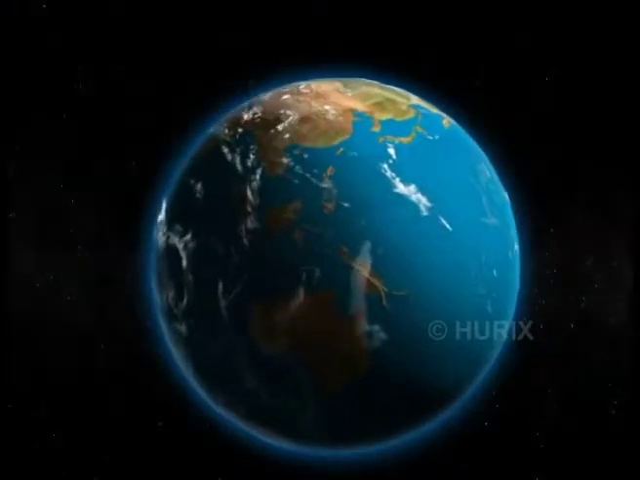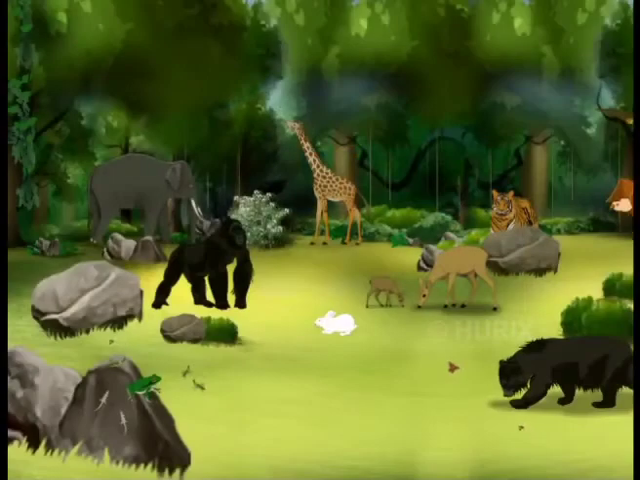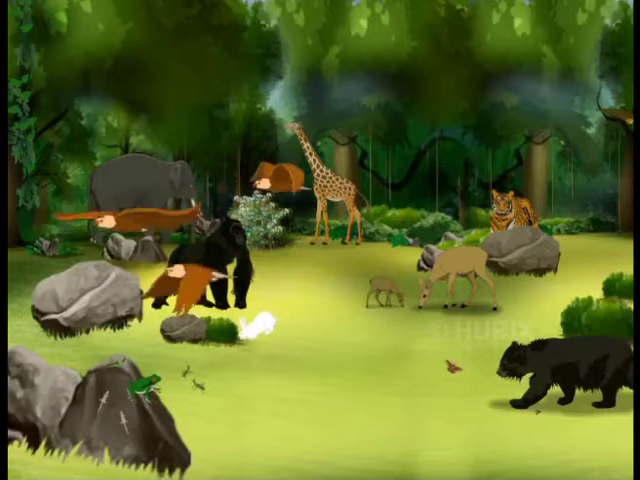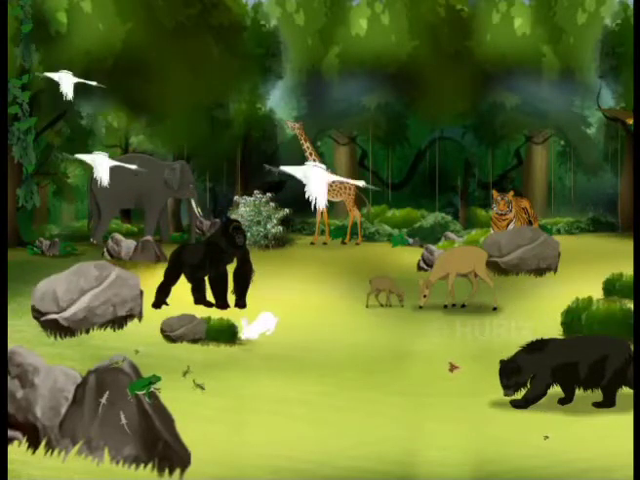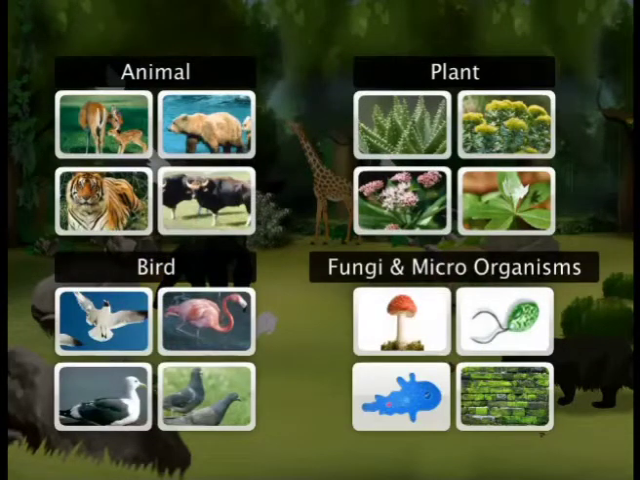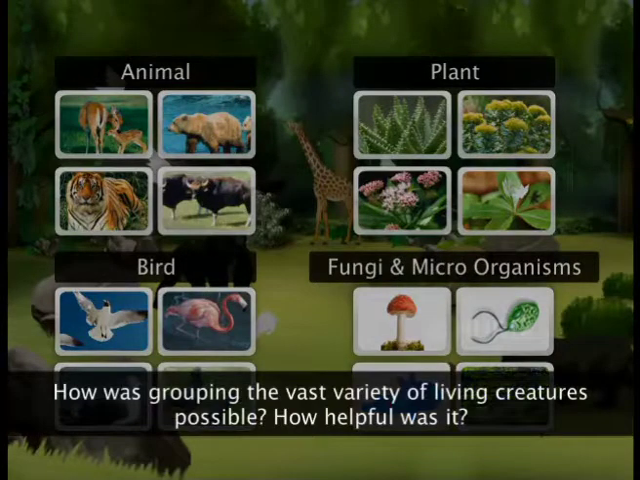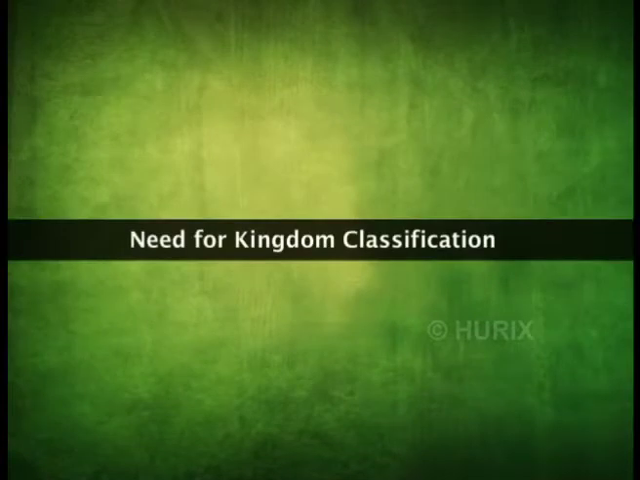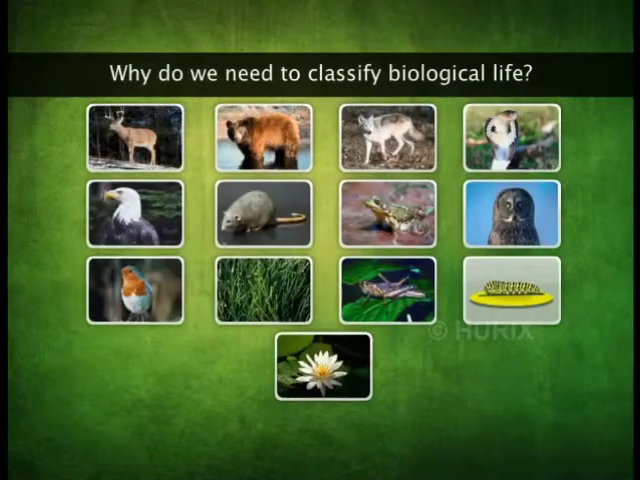Similarly, on our planet Earth, millions of organisms have evolved and developed in particular patterns. To study them, scientists have classified organisms into various groups with the help of certain basic characteristics. How was grouping the vast variety of living creatures possible? How helpful was it? Why do we need to classify biological life?